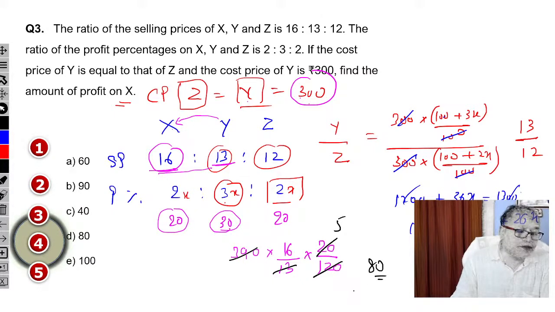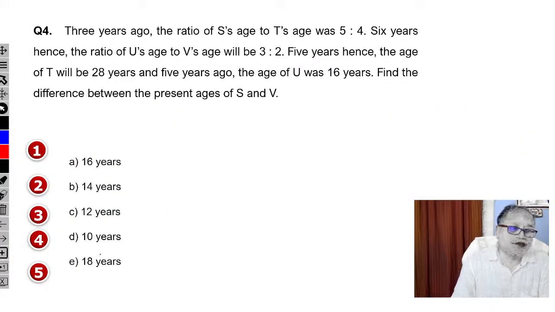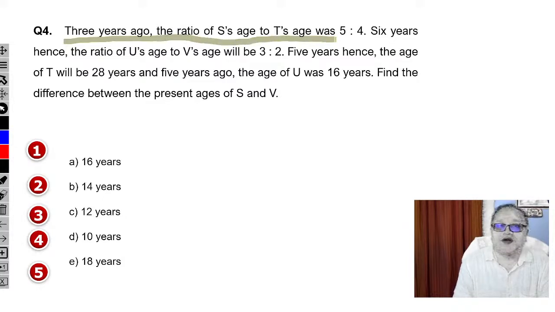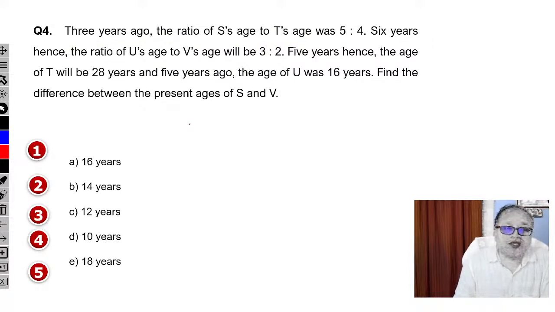Yes, that's right. Okay, let's move on to the next question. Now, 3 years ago, the ratio of the age of S to the age of T is 5:4. So that is 3 years ago: age of S minus 3 by T minus 3, which is given to us as 5/4.